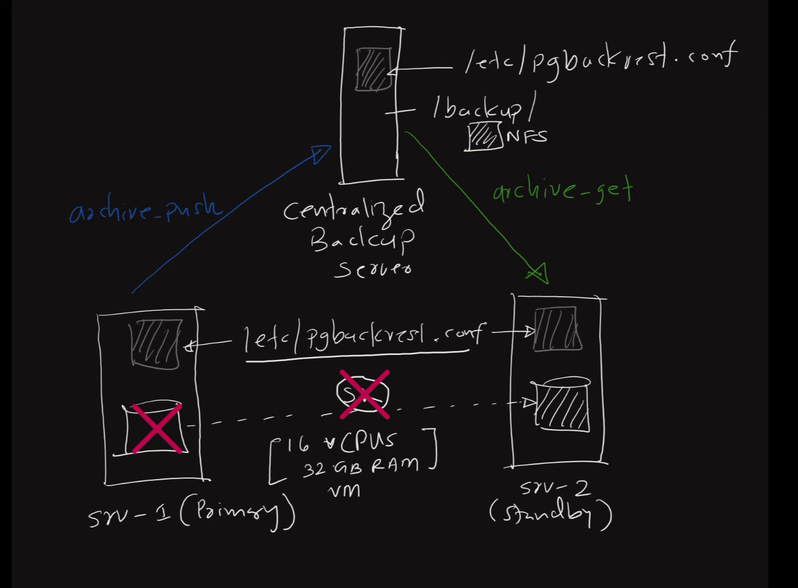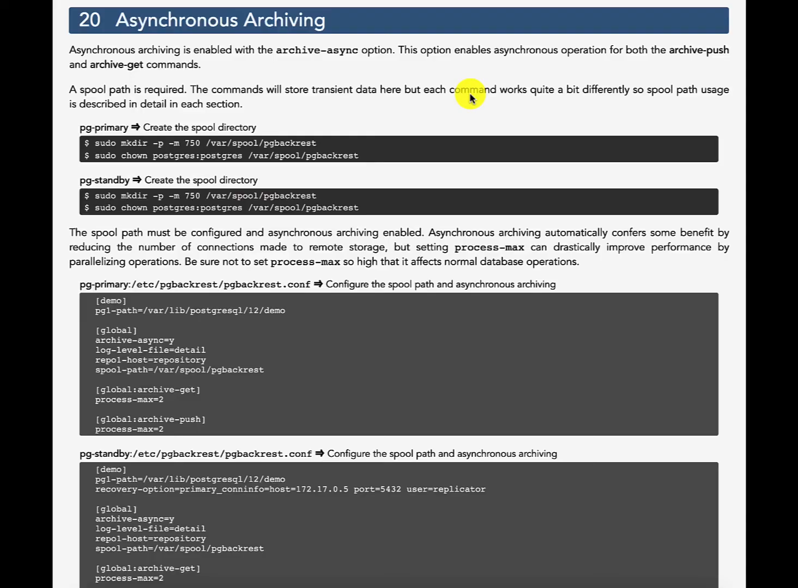After reading further in the pgBackRest user guide, I was able to find a configuration called asynchronous WAL archive, which can improve the WAL file archiving process. This section of the pgBackRest user guide explains how to configure asynchronous archiving. In order to do that, you need to add two parameters, archive-async=y and also spool-path equal to this location. You need to do this on your primary node.